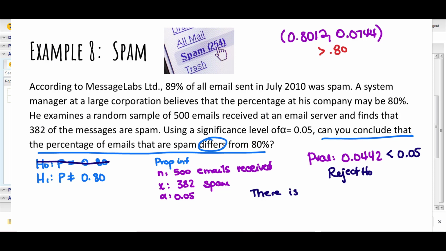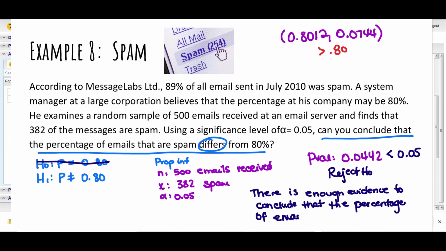Let me try this again. There is enough evidence to conclude that the percentage of emails that are spam differs from 80%.